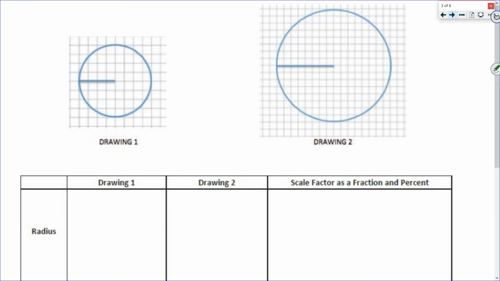Okay. Oh, we got circles. Circles, circles, circles. What do we do with circles? How do we find the area of a circle? Is it 2 pi r? Is it pi times d? Or is it pi r squared?